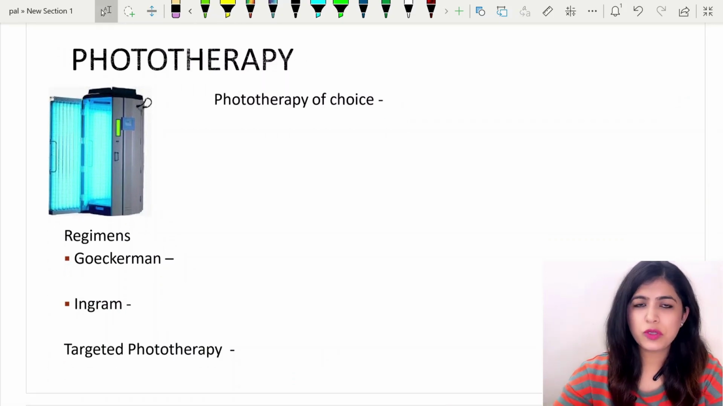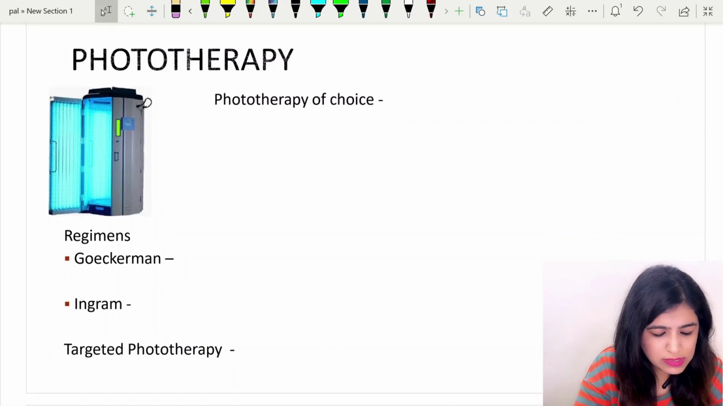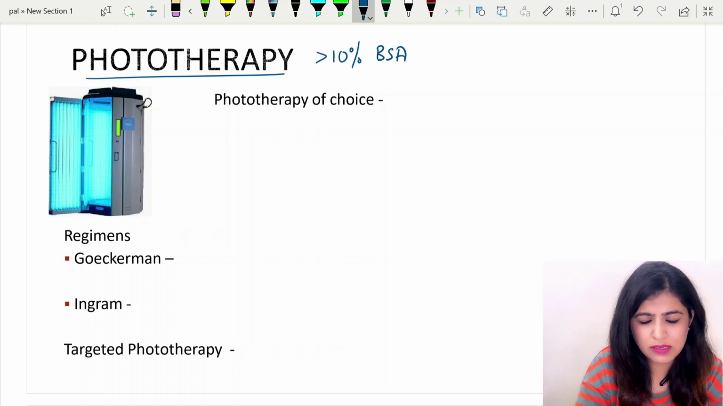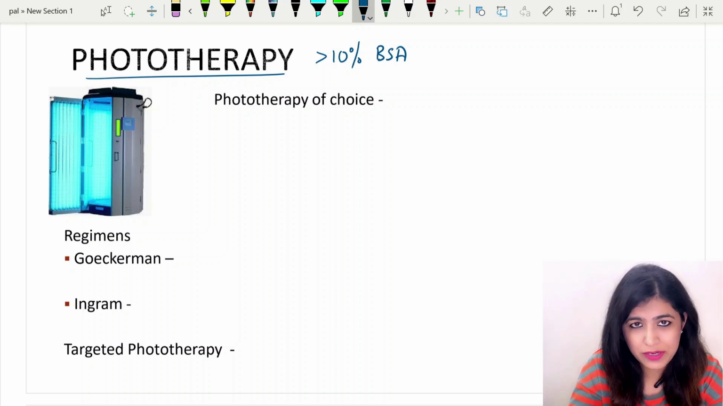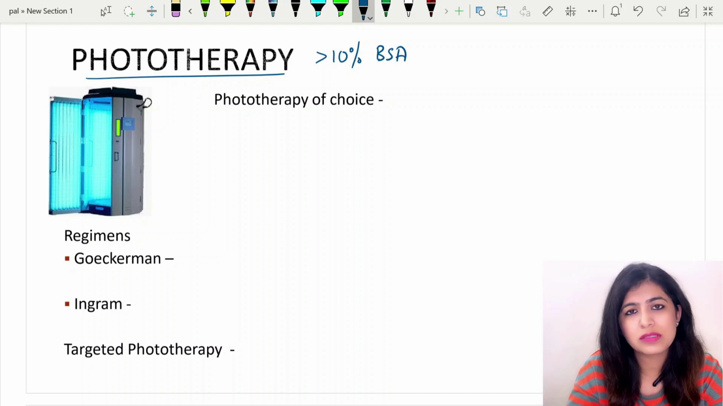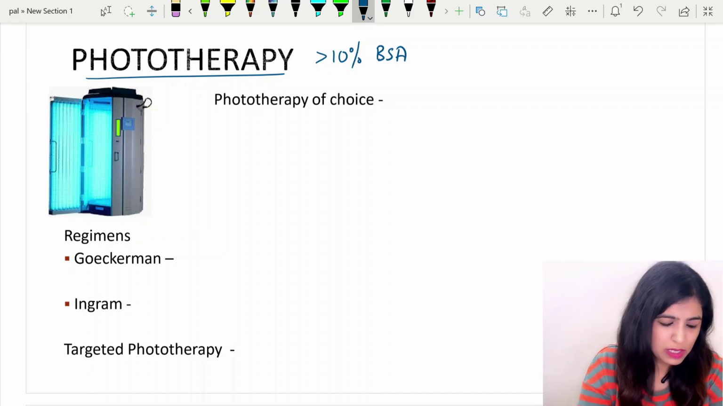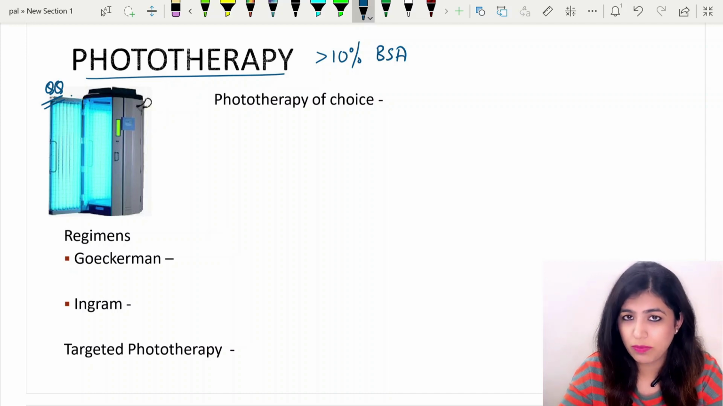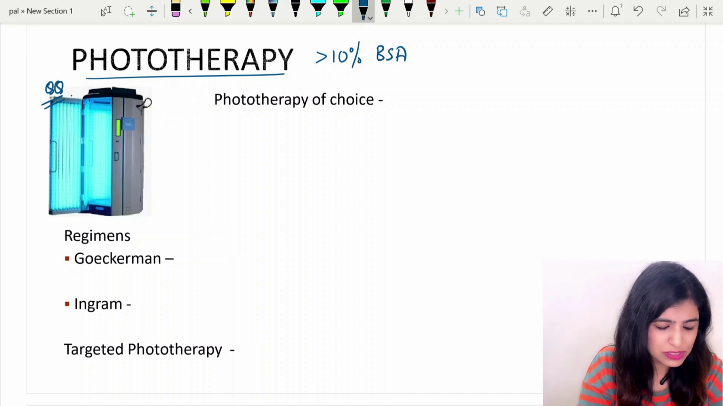Then we come to phototherapy. Phototherapy is of course a very good option for treatment of psoriasis, especially in patients who have large body surface areas where it is difficult to apply drugs. You don't want to expose them to the toxicity of systemic drugs. Give them phototherapy. Phototherapy is generally given in a chamber like this, which I'm expecting could be an image-based question. Look at this chamber here.